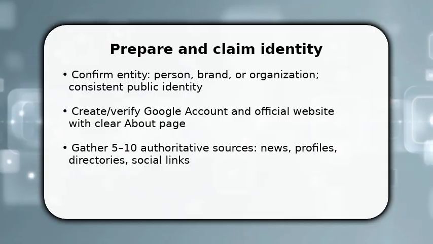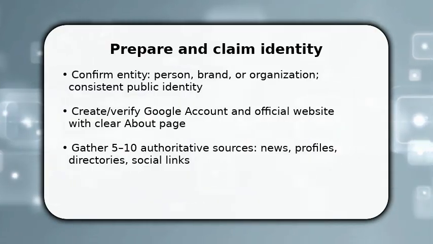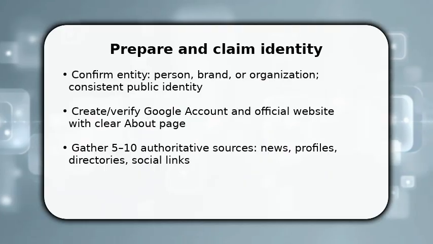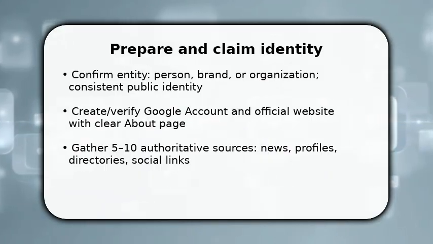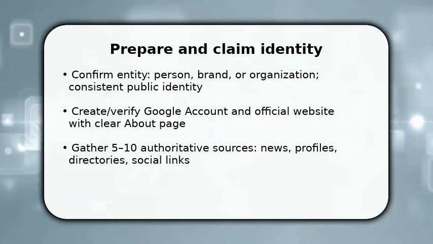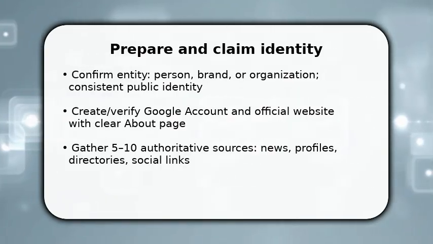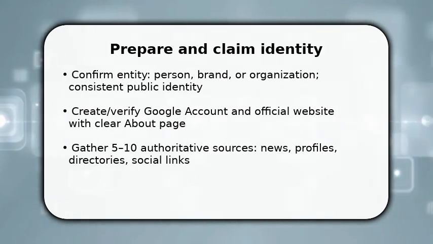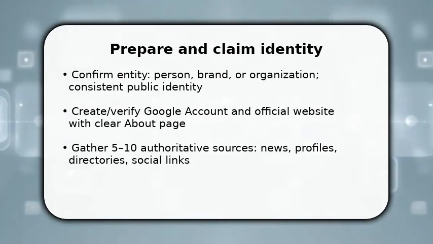Next, collect authoritative references, press coverage, verified social profiles, business listings, because Google prioritizes verifiable sources. Once done, ensure name and metadata are consistent across sites. Small discrepancies break match signals. That consistency and documentation form the evidence Google uses to create or link a knowledge panel.